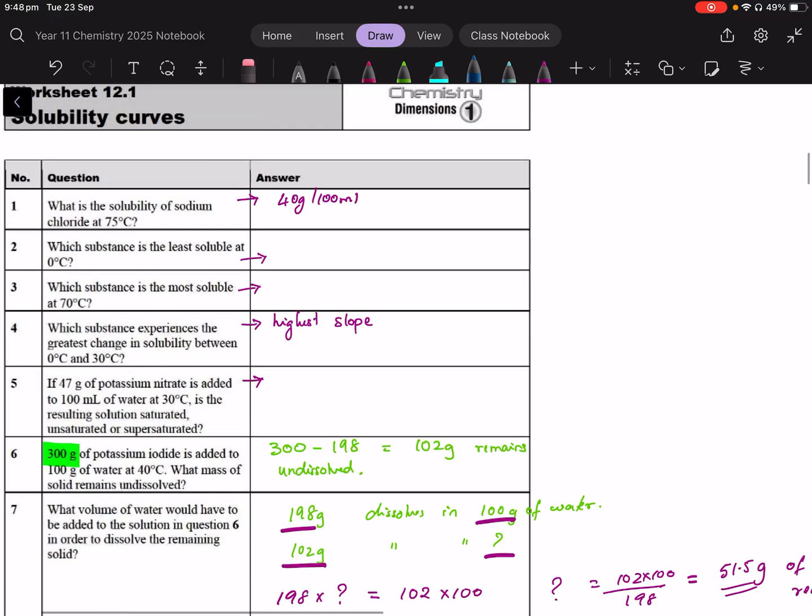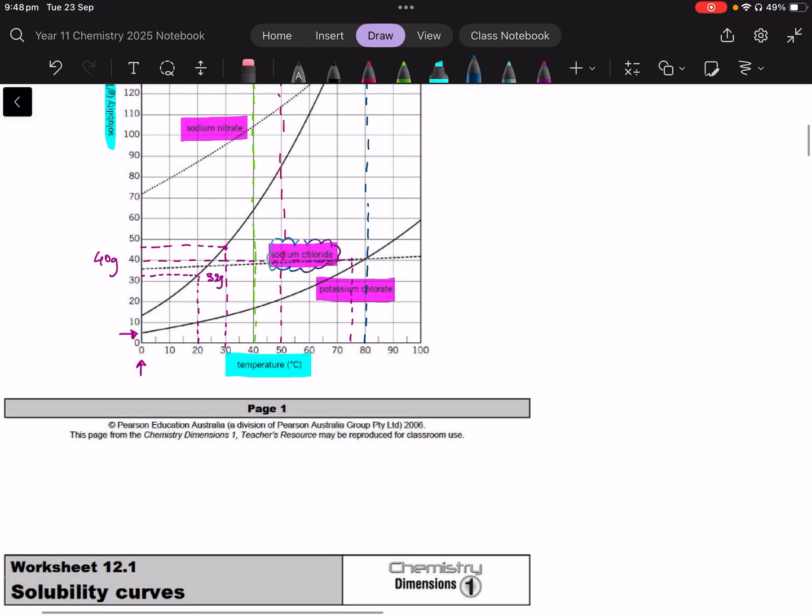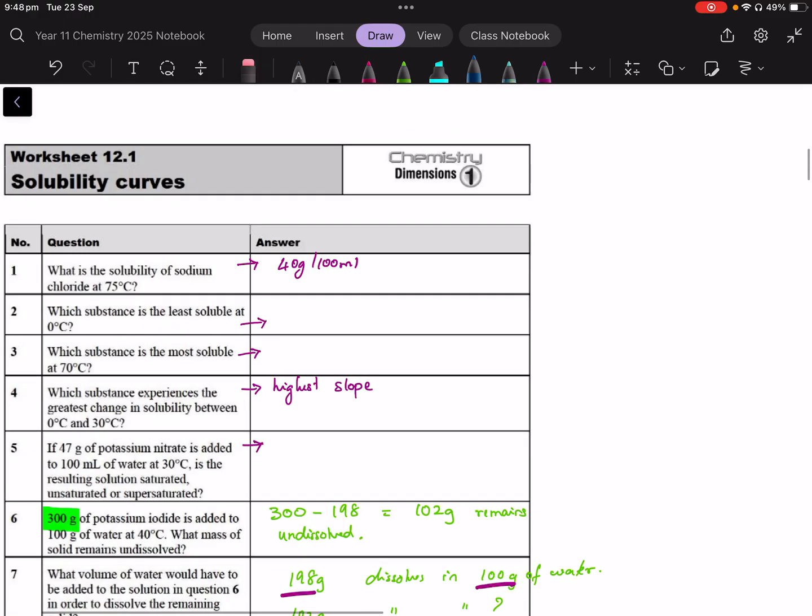So I'll go back to the graph and check. 10 grams at... not there, not 10 degrees. 10 grams would give me 20 degrees, at 20 degrees, 10 grams in 100 milliliters.